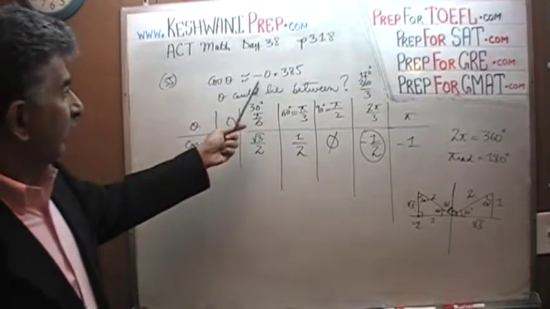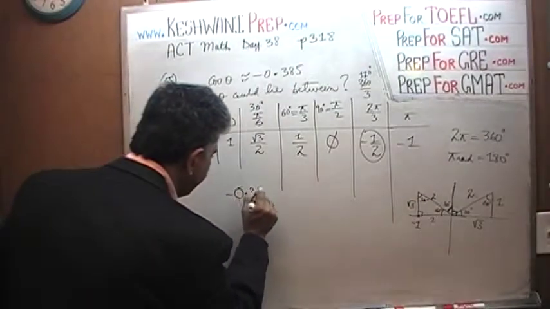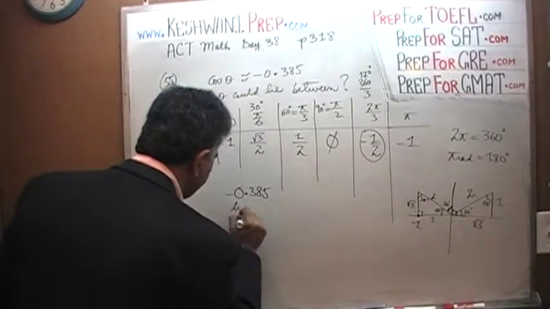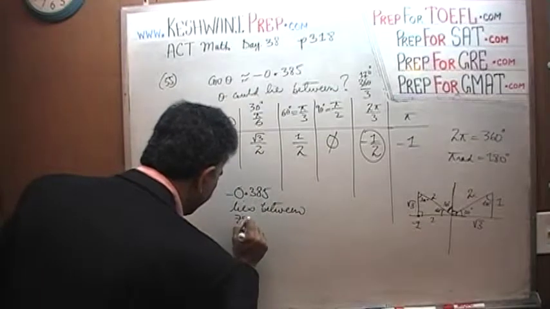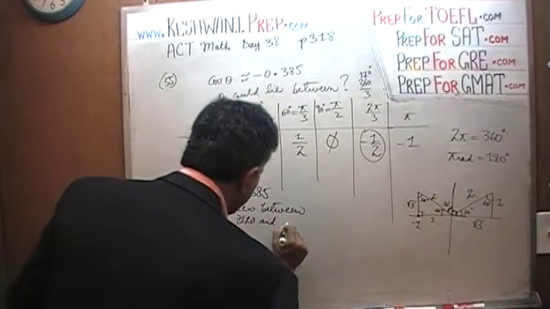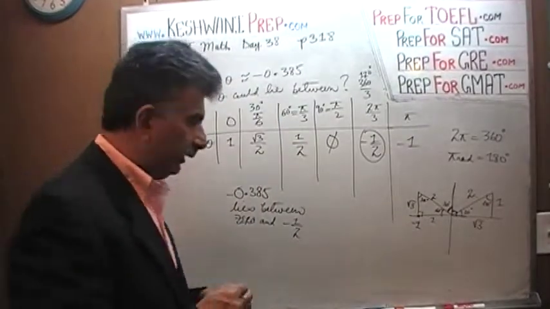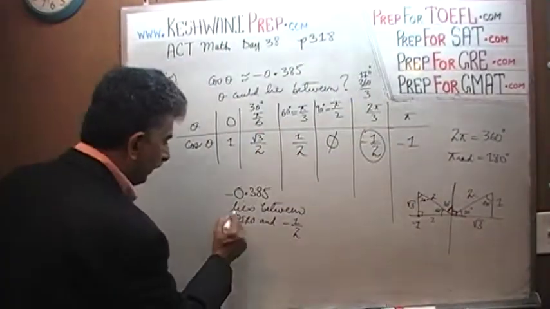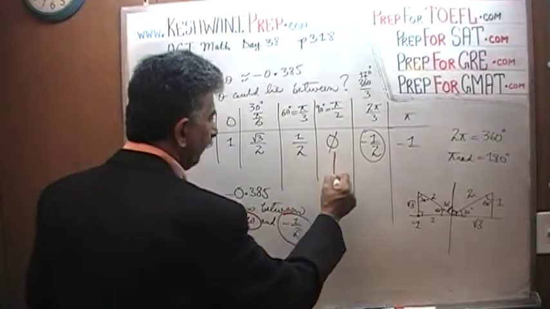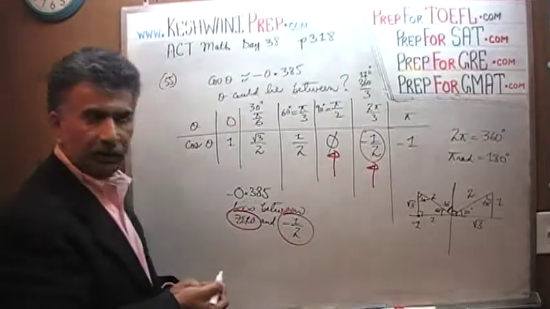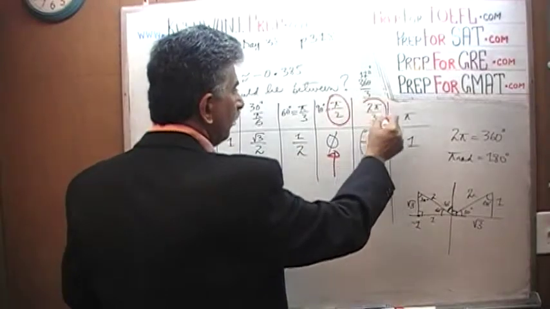0.358 we are looking at, it has to be a negative value. Let's see where it lies. Negative 0.385 lies between 0 and negative half. Now all we have to do is go to our table and find out where it is 0 and where it is negative half. Well, there is your 0 and there is your negative half. Voila. So the angle that we're dealing with has to lie between pi over 2 and 2 pi over 3.